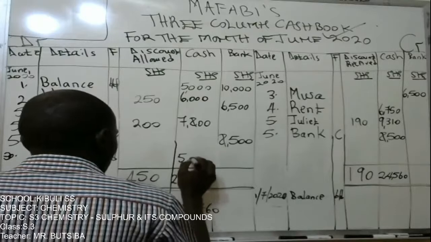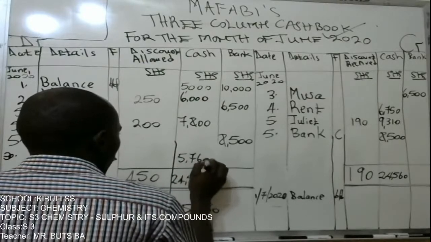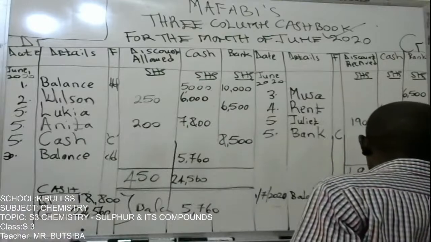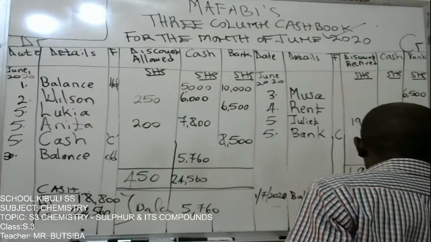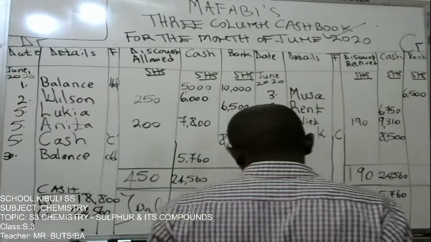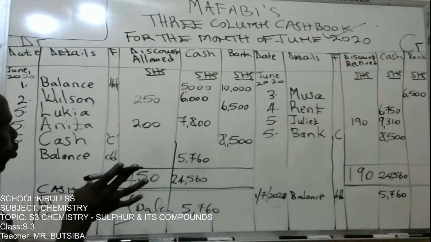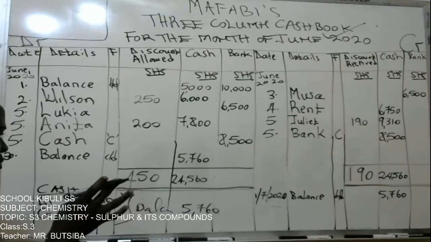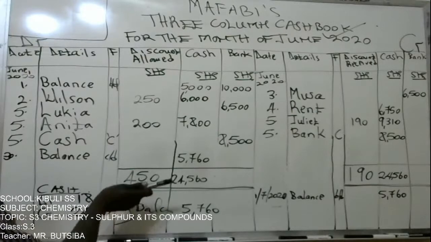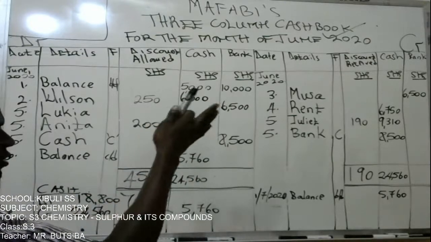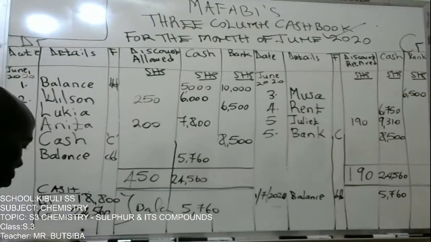For the cash column, 5,760. Do the same even for the balance brought down, 5,760. So you have balanced off your cash column. Remember, you balanced off the discount columns by getting the totals. Now you have balanced off the cash column. Now you need to move and balance the bank column.